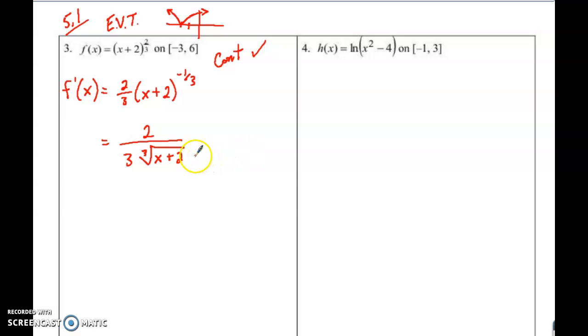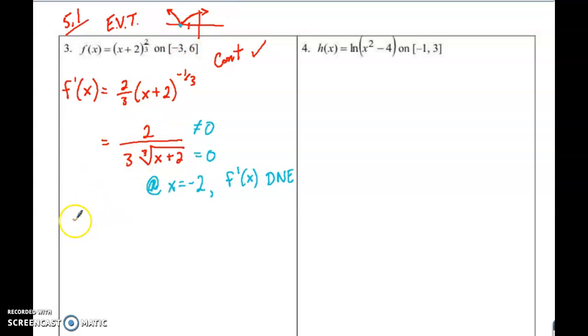And to that end, the numerator can never equal 0. Let me just change colors real quick. The numerator can never equal 0, so it's never going to have a horizontal tangent. But if you set the denominator equal to 0, that's going to tell us at x equals negative 2, f prime of x does not exist. It is a relative extrema, and it could be an absolute min or max. So how do we test it?